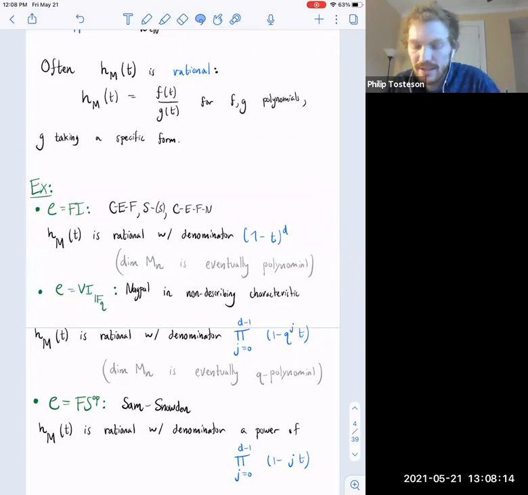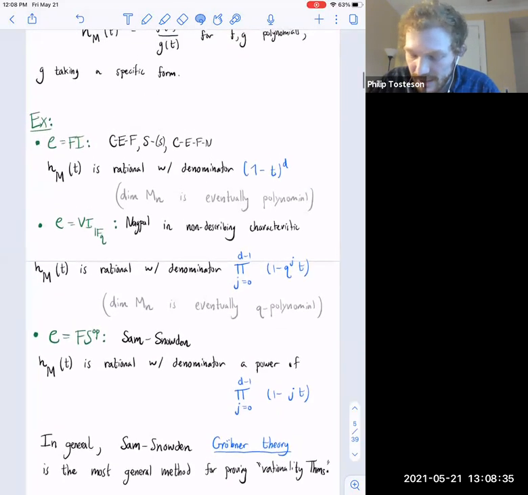And then for C, the category of FSop modules, Sam and Snowden showed that HM of t is rational with denominator a power of this polynomial, where our product, again, from j equals 0 to d minus 1, but now my coefficient is j instead of q to the j.